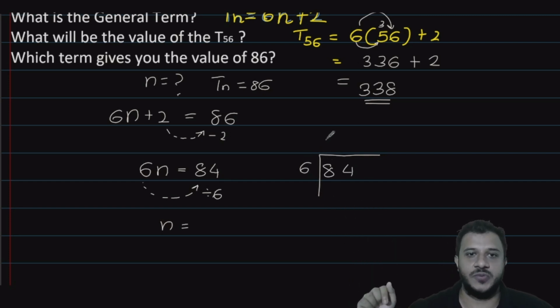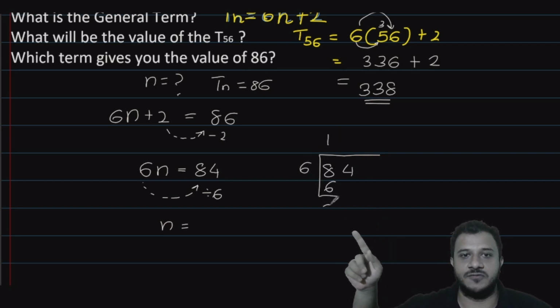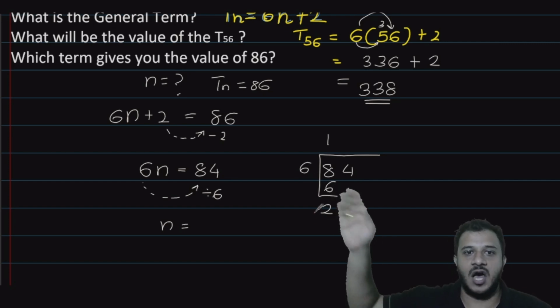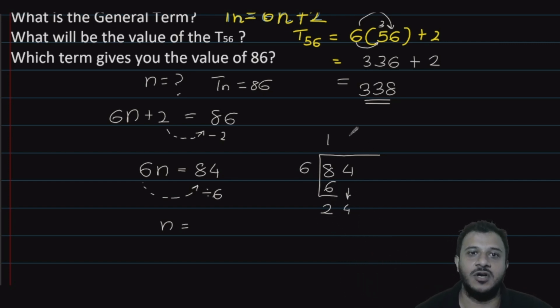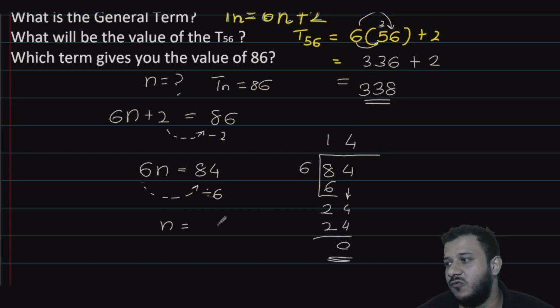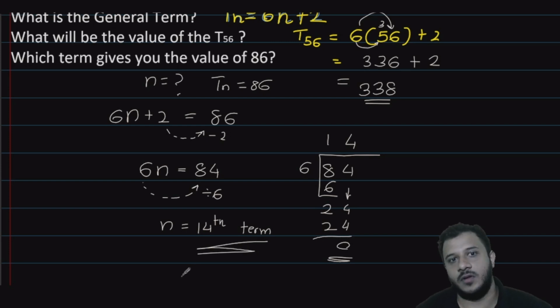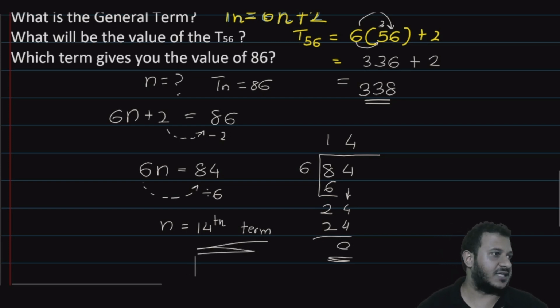How many 6 can go into 8? That's a 1, which is a 6. Left over 2, 4 comes down. How many 6 can go into 24? That's a 4, which is 24. Left over 0. So 14th term. Got it, everybody? That's how that is done.